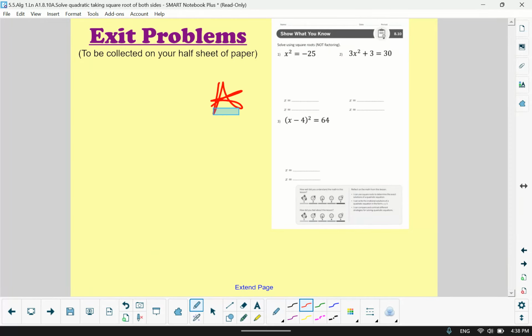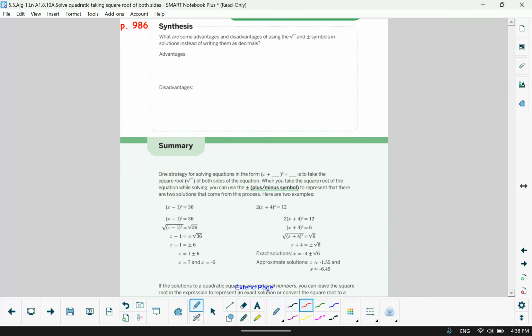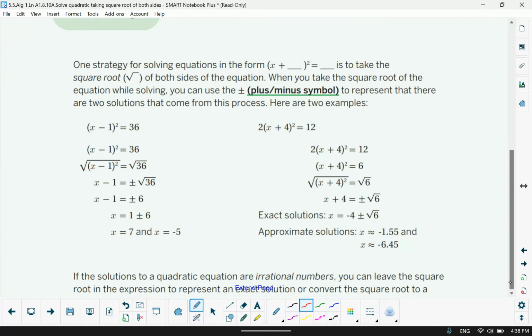At this time, you should be asking for, or toward the end of the class, you'll get some exit problems from your guest teacher. And I would encourage you to head to page 986, Advantages and Disadvantages of Using This Radical Symbol. Sometimes it's going to be a very nice number, and sometimes it would not be a very nice number. Plus or minus symbols are good ways of writing solutions that have two answers. And then you can also take a quick look at the summary down below because we were pretty rushed last week. Sometimes we have some very nice solutions, x equals 7, x equals negative 5.